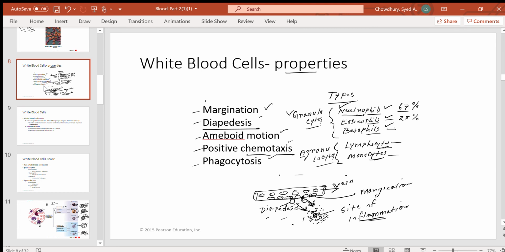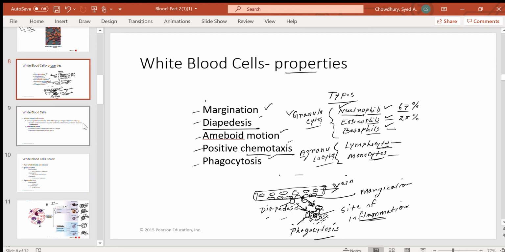And after the white blood cells arrive here, they will destroy these pathogens, antigens, okay, by phagocytosis or other means. And phagocytosis is engulfing, that is eating. So phagocytosis is the last step, right? So all these are the properties of the white blood cells.